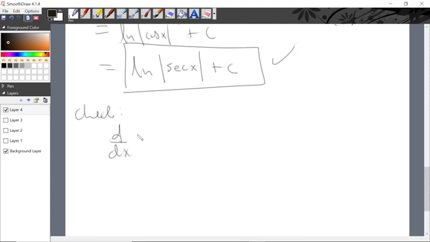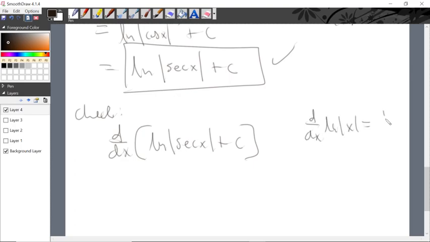By taking the derivative with respect to x of the natural log of the absolute value of the secant of x plus c. Recall that the derivative of the natural log of the absolute value of x is equal to 1 over x. We checked that the natural log of x, its derivative was 1 over x, and the natural log of negative x, through the use of the chain rule, its derivative is also 1 over x. So the derivative of the natural log of the absolute value of x is equal to 1 over x.